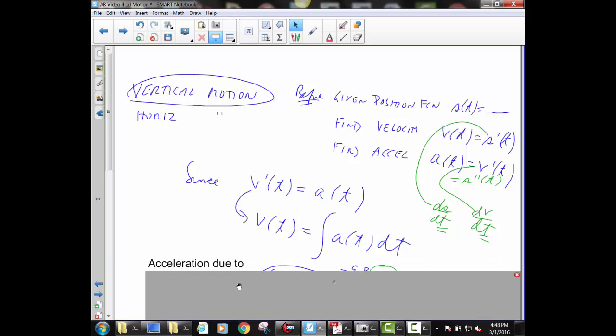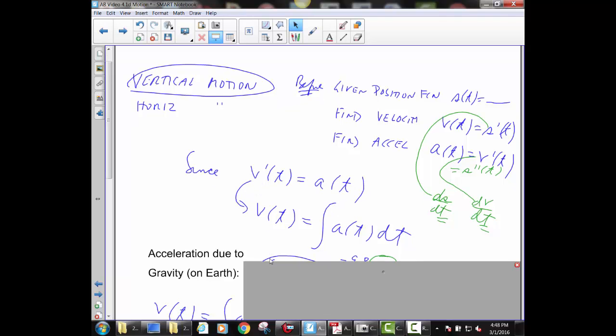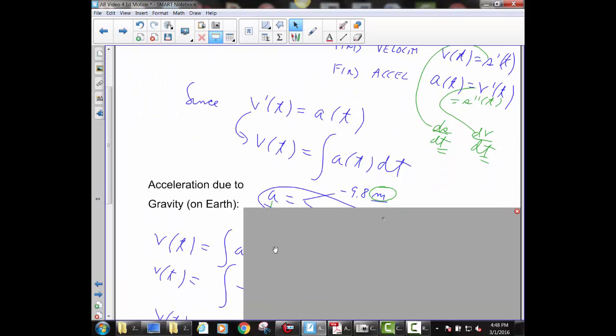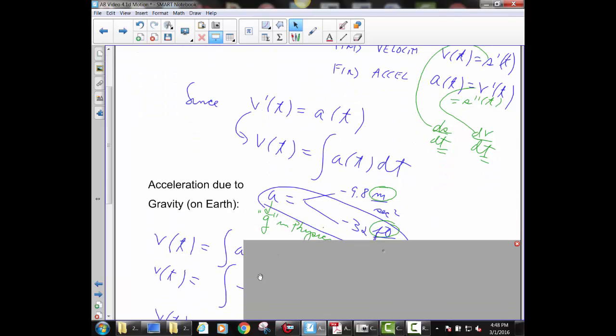Now, on planet Earth, the acceleration due to gravity is negative 9.8 meters per second squared, and in feet per second squared, it is negative 32 feet per second squared. In physics, you would call this constant g, but we're going to call it a for acceleration because we might not always be on Earth. We might travel to the moon and Mars and Jupiter, etc.